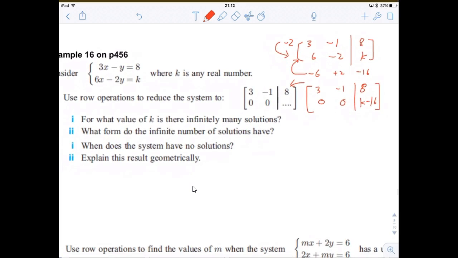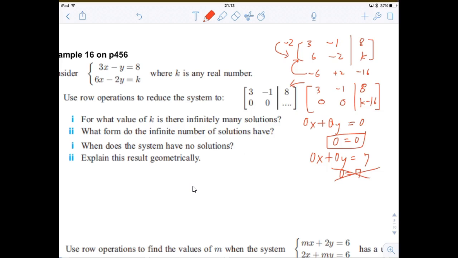For what value of k is there infinitely many solutions? Well, let's see. If we had 0x plus 0y equals 0, that would be 0 equals 0, which is always true, which would be infinitely many solutions. Okay? What if we had 0x plus 0y equals 7 or something like that? Well, that's 0 equals 7, which is impossible, which is no solutions.